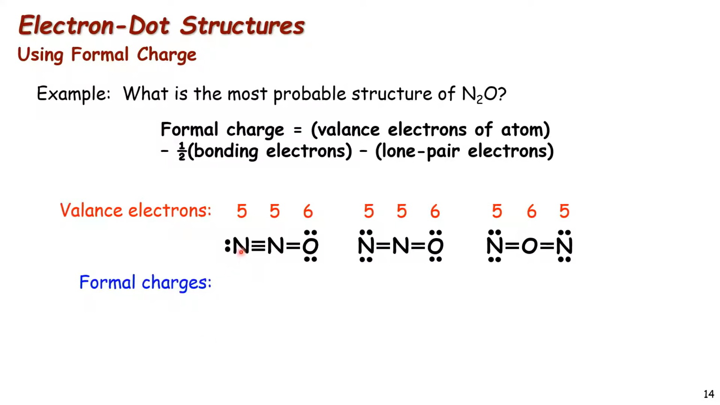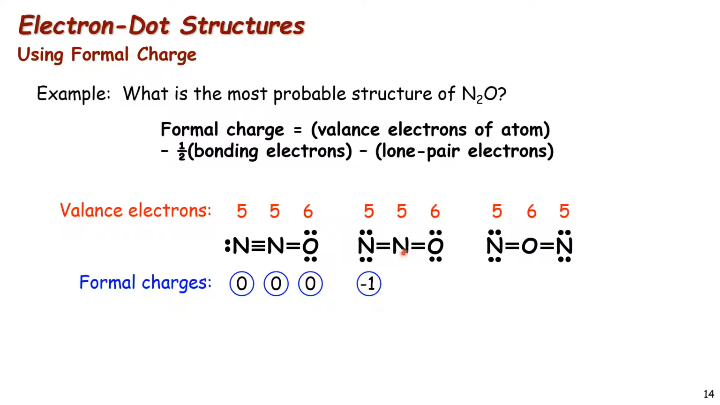Well, if nitrogen's in group 5, 5 minus 1, 2, 3, 4, 5. 5 minus 5 is 0. Nitrogen's in group 5, 5 minus 1, 2, 3, 4, 5. 5 minus 5 is 0. Oxygen in group 6, minus 1, 2, 3, 4, 5, 6. 6 minus 6 is 0. Let's go to this nitrogen. Nitrogen's in group 5, minus 1, 2, 3, 4, 5, 6. That's negative 1.